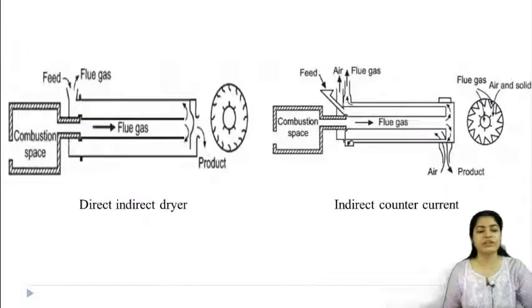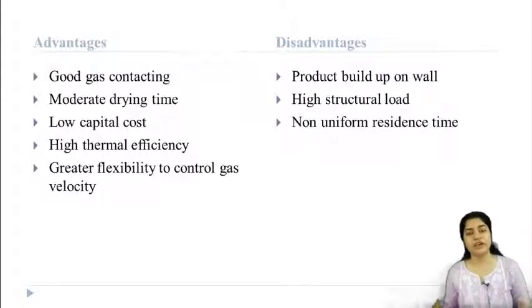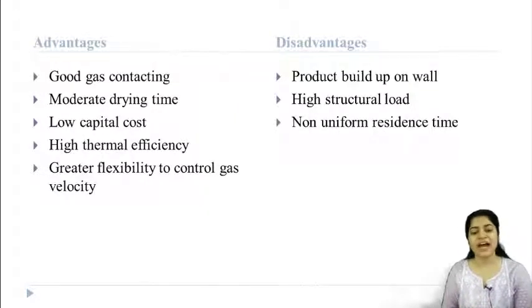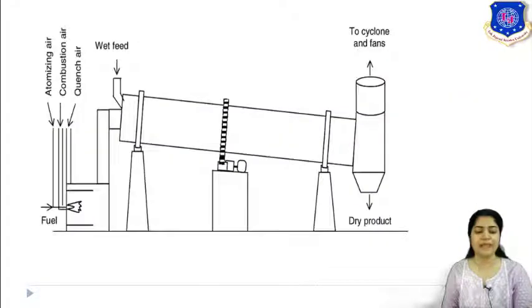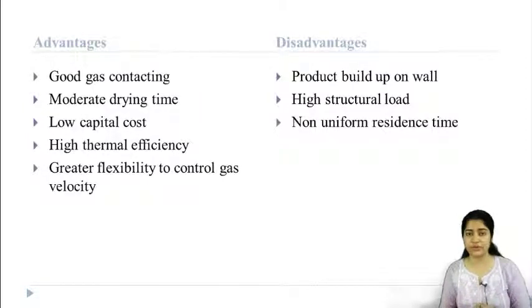Now it has greater flexibility to control gas velocity, right? So here you can see that you can alter the gas velocity also, because it is ultimately a continuous flow operation. The disadvantage is that product builds up on the wall. It is possible that your product may stick to that wall also, so loss of product is happening here. Then high structural load is required, because you have to make the support for your rotary dryer, right? Then non-uniform residence time is there. So the contacting between gas and solid may be different from entrance to exit, right?